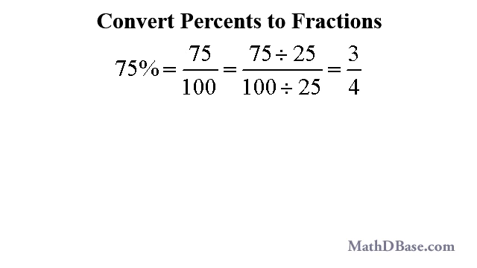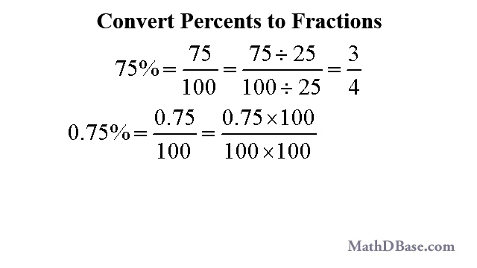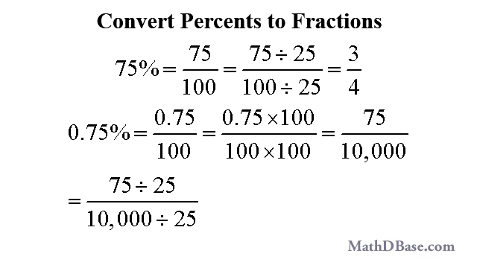75% is equal to 75 over 100. The highest common factor is 25, so 75 over 100 is equal to 3 over 4 in lowest terms. 0.75% is 0.75 over 100. We can express 0.75 as a whole number in the numerator by multiplying top and bottom by 100 to get 75 over 10,000. But 25 is the highest common factor of 75 and 10,000, so the fraction can be reduced to 3 over 400.